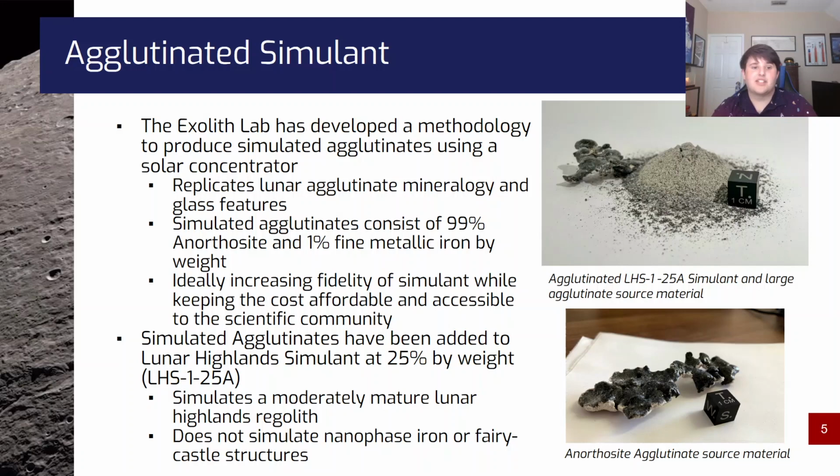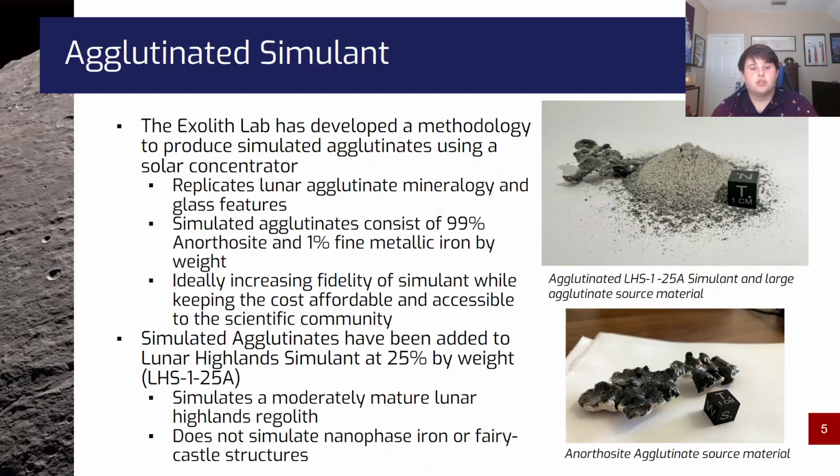So what we've done to make the simulant, simulated agglutinates have been added to the Lunar Highland simulant at 25% by weight, which is why the simulant is named LHS-125A. What it does is it simulates a moderately mature Lunar Highlands regolith. What it doesn't do is it does not simulate nanophase iron or ferrocastle structures, as we are in 1G gravity and Earth atmosphere.